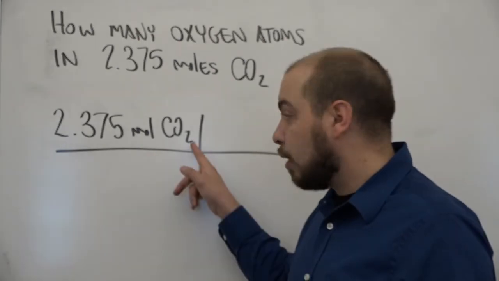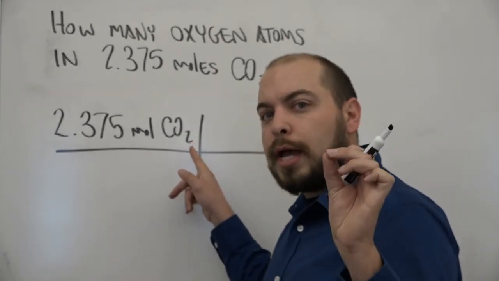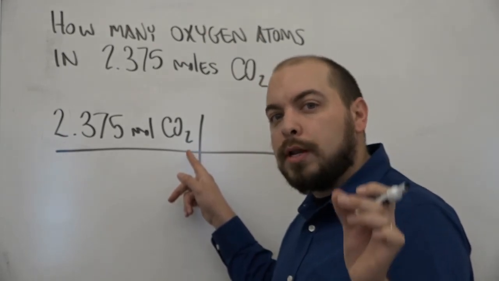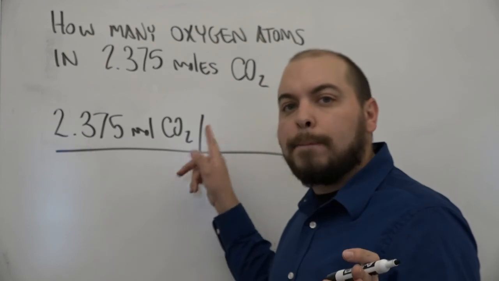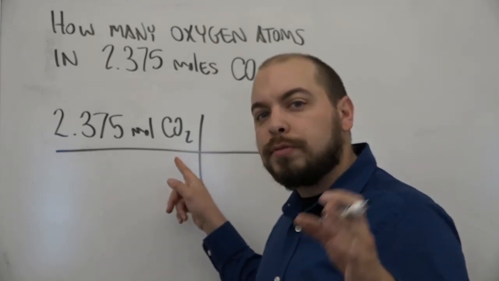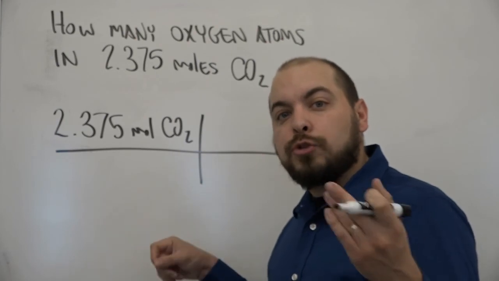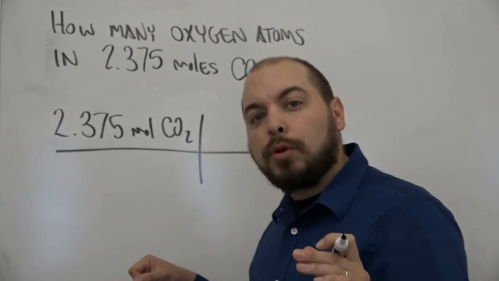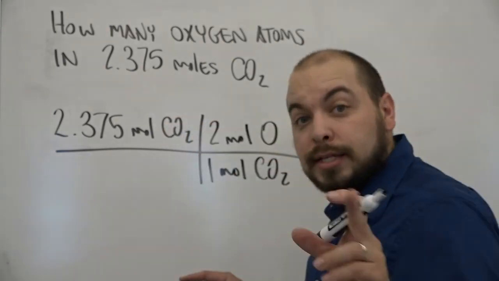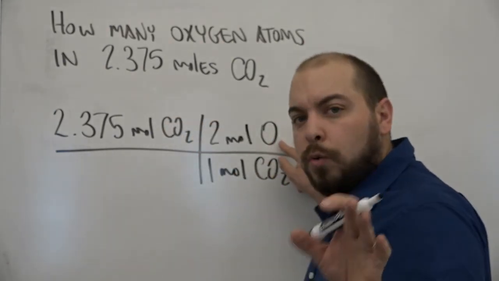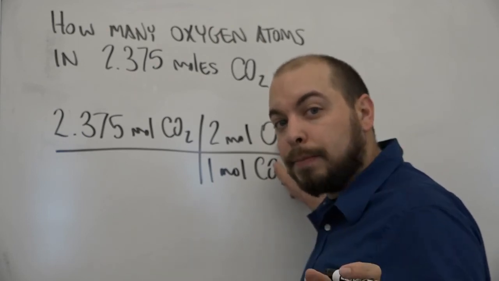So what we're going to do is cancel moles of carbon dioxide and convert to moles of oxygen. Now the subscript 2 in CO2 means that we have 2 atoms of oxygen in every 1 molecule of CO2. This also means we have 2 moles of oxygen in every 1 mole of CO2. So that's what we're going to use as our conversion factor: 2 moles of oxygen for every 1 mole of CO2. In this case, it's simply moles of O. We're not talking about the diatomic form of oxygen. We're talking about here the atom.